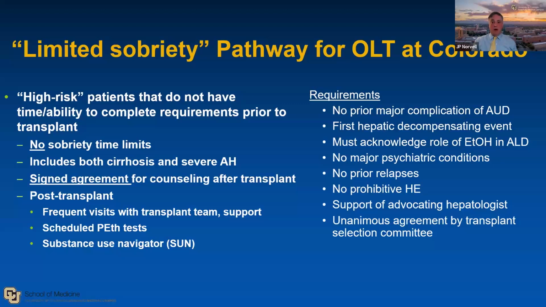And of course, there are a lot of requirements too. Our exclusion criteria include patients who have previously had major complications of their AUD. This needs to be their first hepatic decompensating event. They must acknowledge the role of alcohol in leading to their liver disease. They can't have other major psychiatric conditions or prior relapses. And as I mentioned before, they need to be coherent in order to assess their insight. They need to have both the support of their advocating hepatologist and universal agreement by the transplant team.